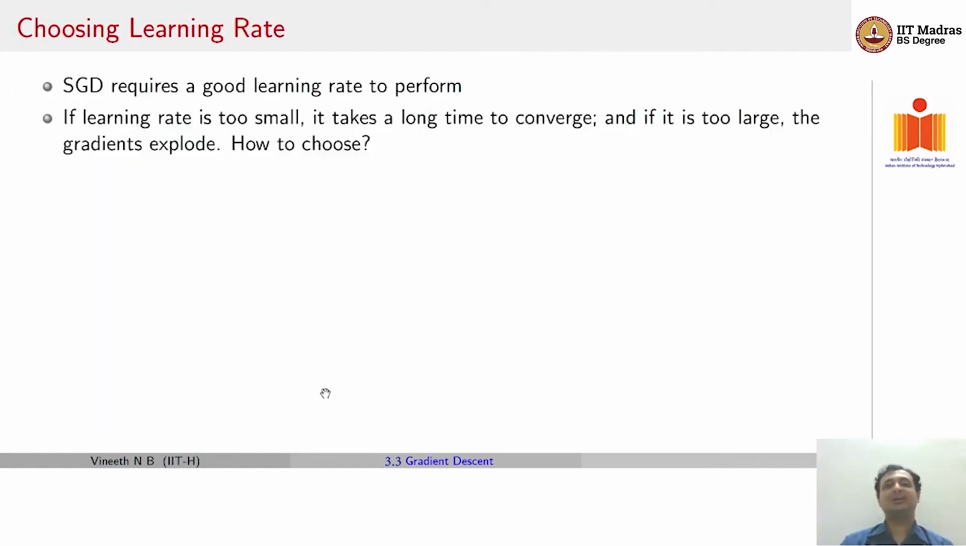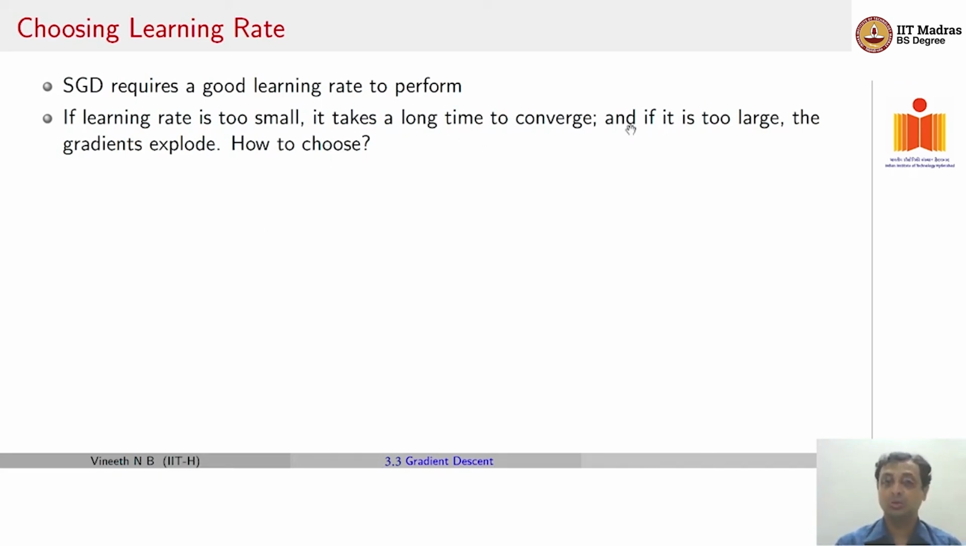How do you choose a learning rate? We said that momentum was one way to artificially inject a learning rate into the system, because if the momentum, the previous step and the current gradient align, it's almost like you had a high learning rate in those directions. In general though, if the learning rate is too small, it can take a long time to converge.